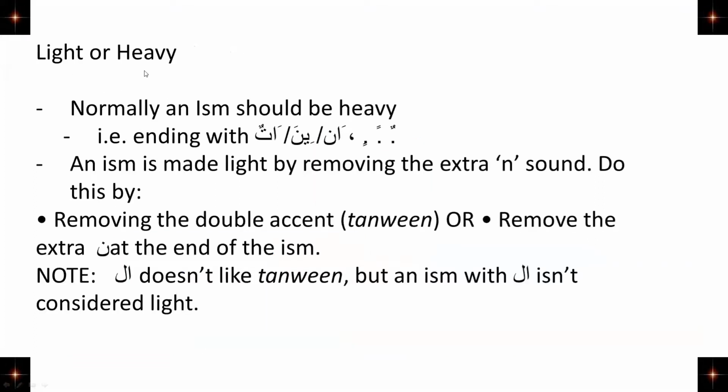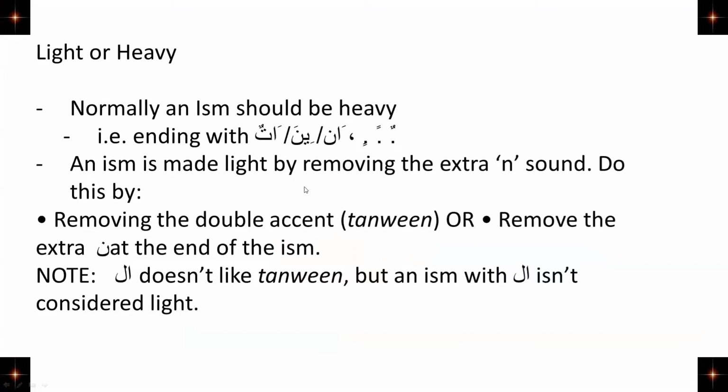And so the light and heavy aspect, we say that normally an ism should be heavy. Okay. What that means is that every ism standing alone is heavy. And that is why the first word we learn in Arabic is what? Madrasatun or kitabun or baytun or kalamun and so on. So all those words having their own ani, aini, okay, they are all heavy.